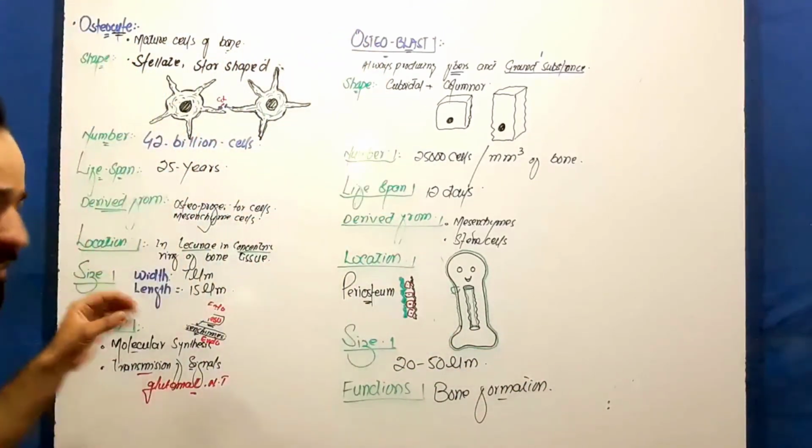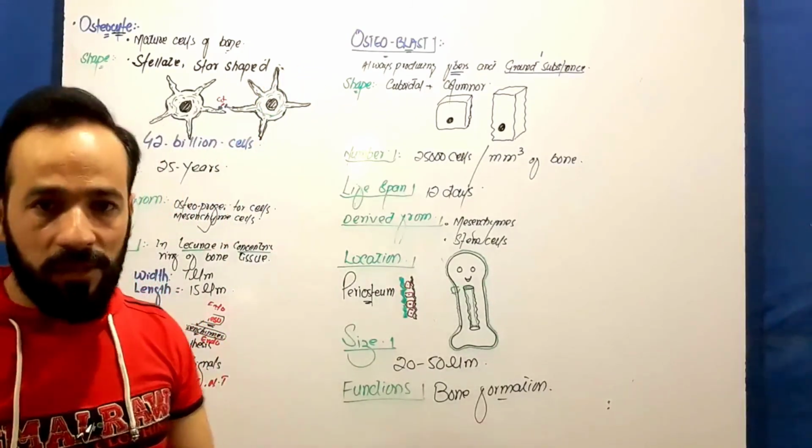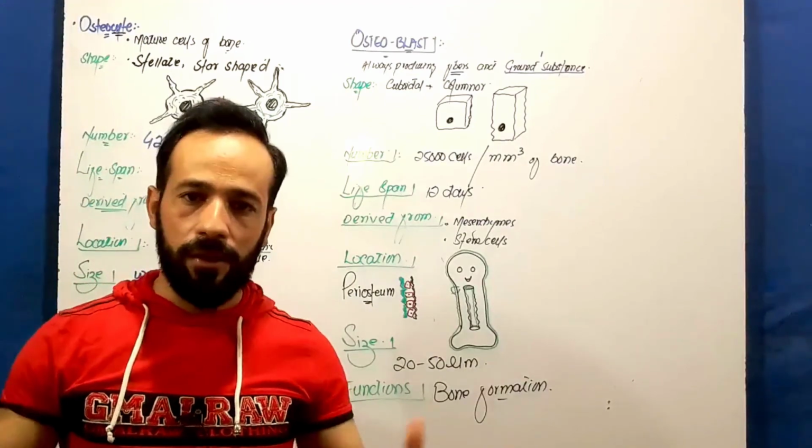So this is a little bit of detail of the osteocyte, a little bit of detail of the osteoblast. Now in the next lecture we will go towards the chondrocyte and chondroblasts.